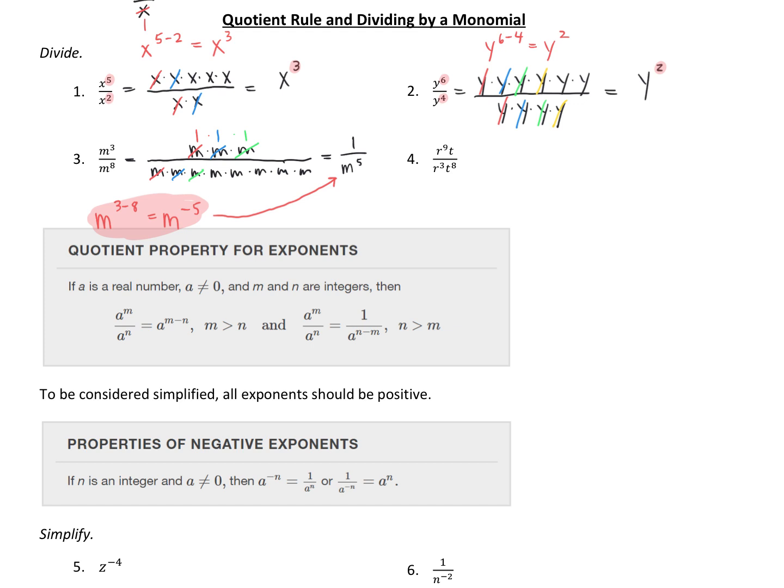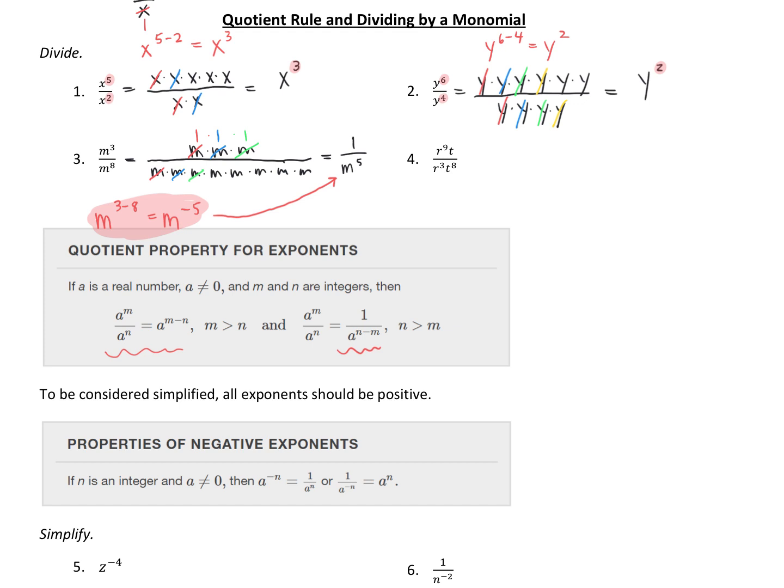So if I look at the first rule, I have the quotient property for exponents. It's giving us the rule that we saw already. We can subtract the exponents and get our answer. The other side is telling us that if n is bigger, so if the denominator is bigger, you're going to leave it in the denominator and subtract, and you're going to keep it positive. So you're actually going to do denominator minus numerator. This helps you avoid negative exponents.